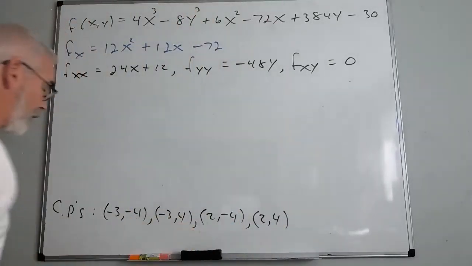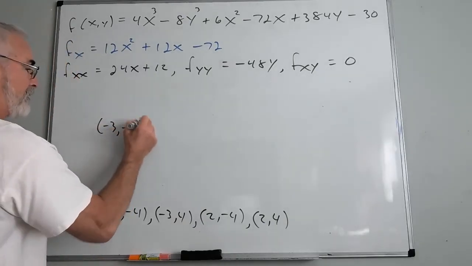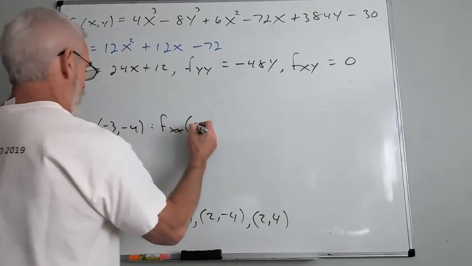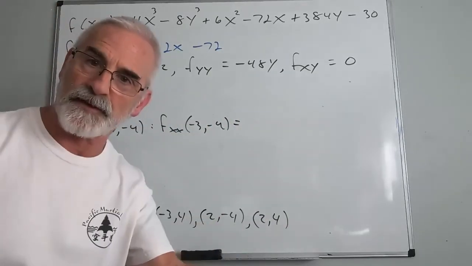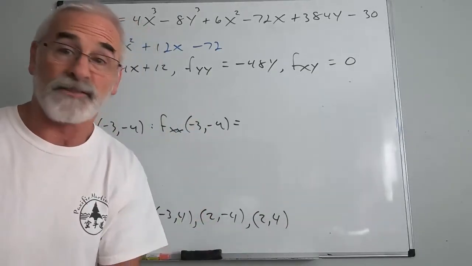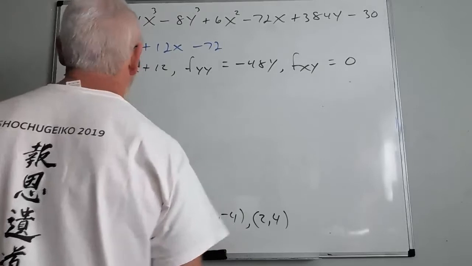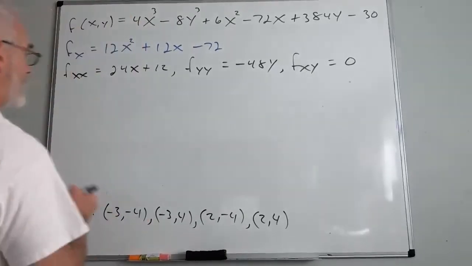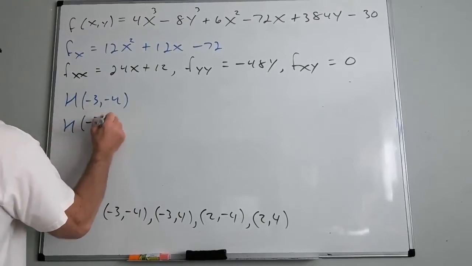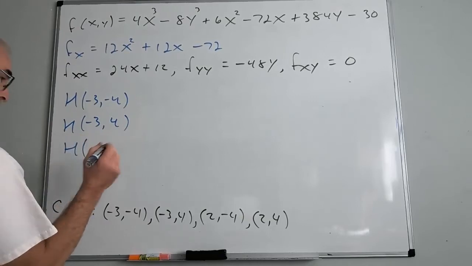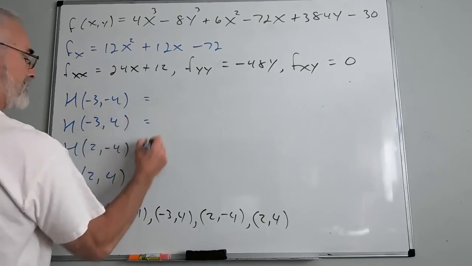Now it is totally correct to do this. I'm not saying you shouldn't. It is totally correct to say at -3, -4, fxx of -3, -4 is, and then you calculate, and then do the same thing for fyy, then do the same thing for fxy, and then calculate your Hessian. That's correct. Man, it's a lot of writing though. I'd rather just do it one time. So I'm going to write it like this. The Hessian evaluated at -3, -4. The Hessian evaluated at -3, +4. The Hessian evaluated at 2, -4. You do have a calculator. You don't have to do any of this in your head.